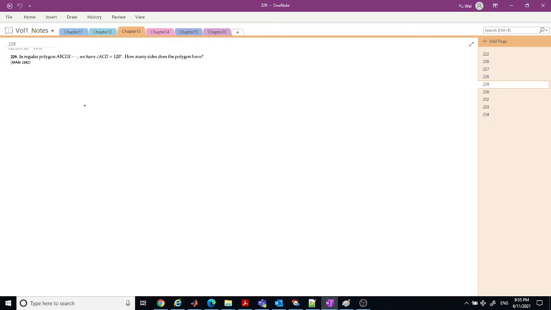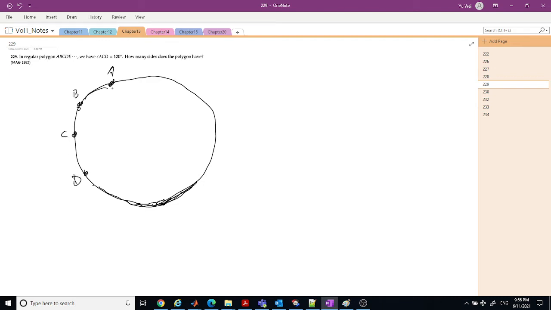So 229. So we have a regular polygon, and we know the ACD. So when we deal with the angle, okay, we always draw a circle, because the regular polygon has equal spacing on here. Let's see, this is the A, B, C, D. They have the equal arc, right? They have the equal arc. So A, B, C, D. Now what we know is the ACD. We know ACD is 120 degrees.